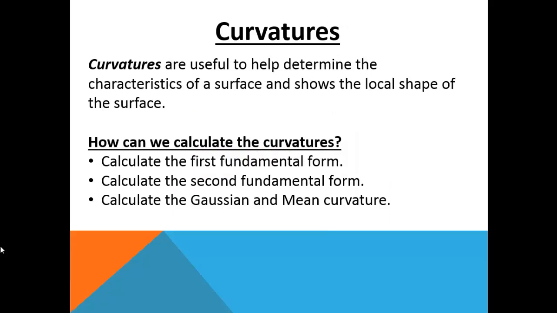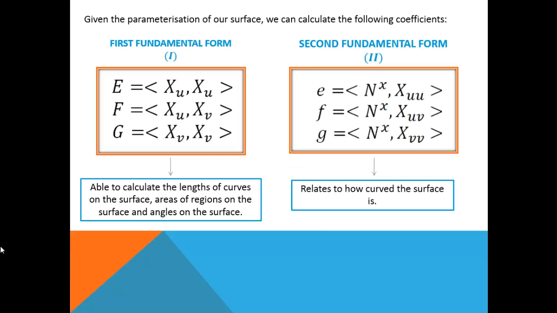So, another way to show if our surface is minimal is to calculate the curvatures. The curvatures that we will be calculating will help determine the characteristics of the surface. So, how can we calculate these curvatures? Well, we have to calculate the first and second fundamental forms. These calculations will then help us calculate the Gaussian and mean curvature. With our parameterized surface, we can calculate the coefficients of the first and second fundamental form.